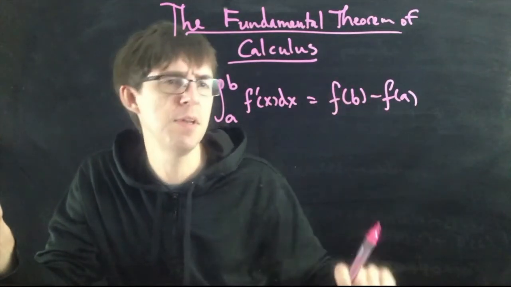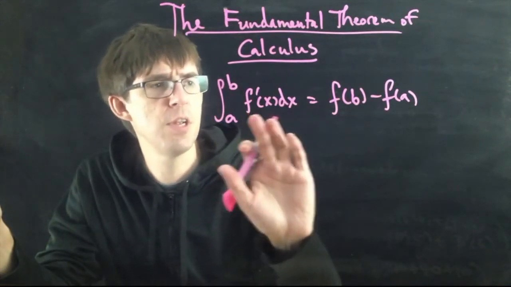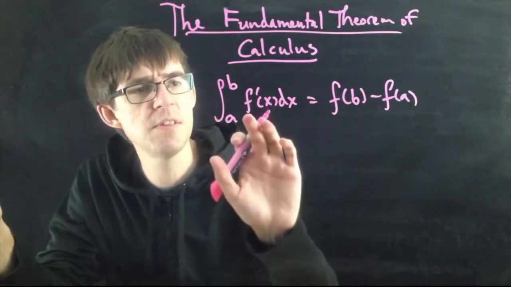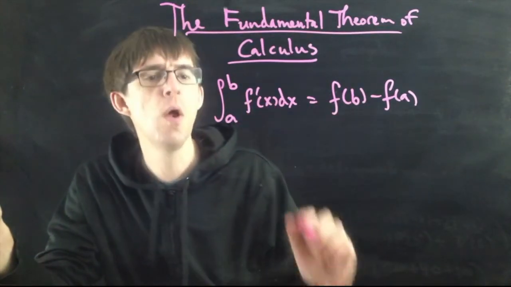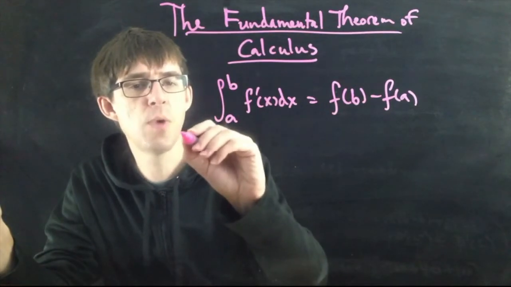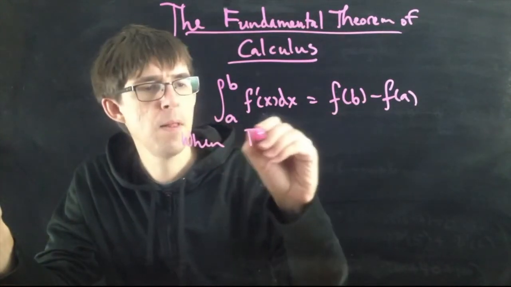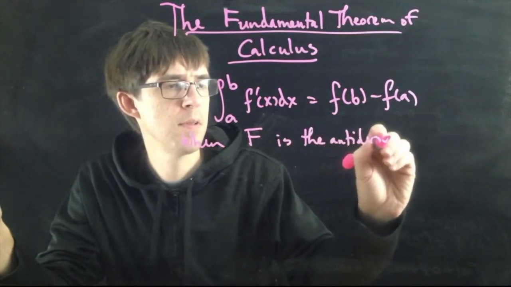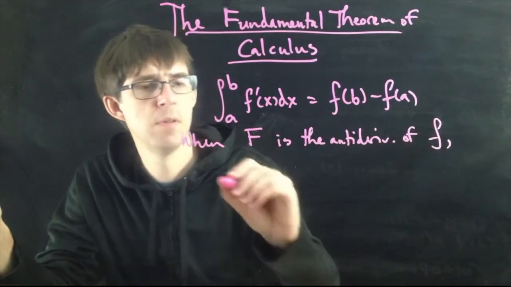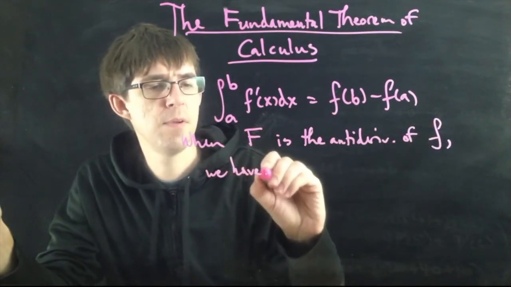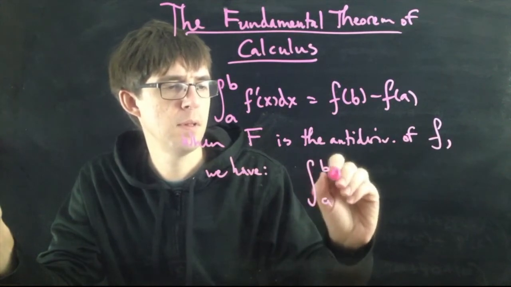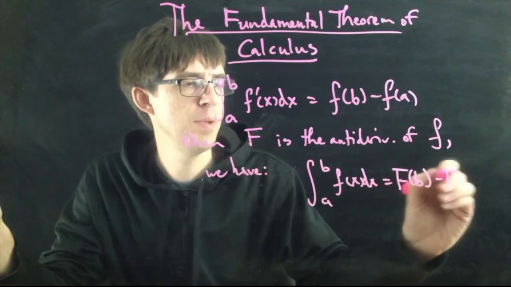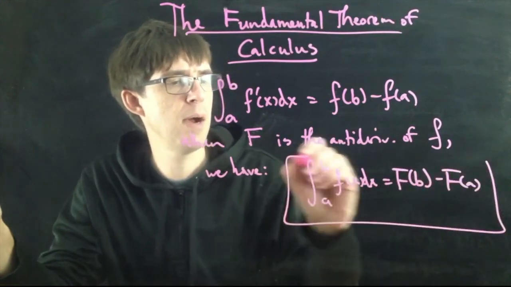But typically, it is not written in this way. In this way, we have this function here, and we have this original function and its derivative. But another way you could say that is this is a function and this is its antiderivative. So more commonly, we're going to write it in this way. When big F is the antiderivative of little f, then we have the integral from a to b of little f of x dx equals big F of b minus big F of a. All right, put that in a box somewhere.